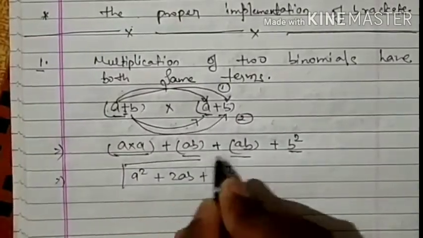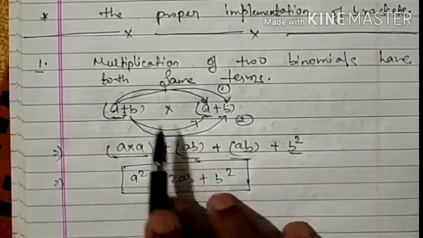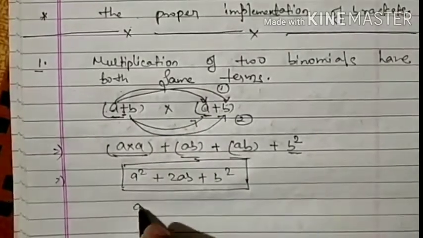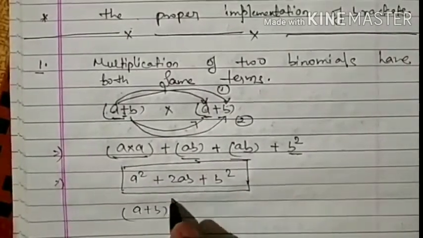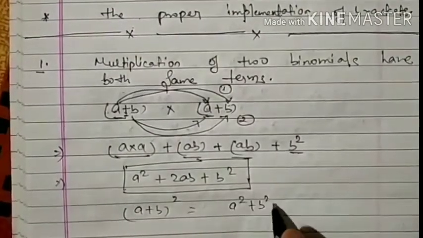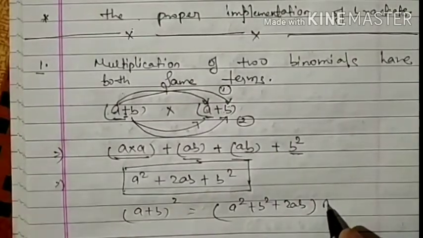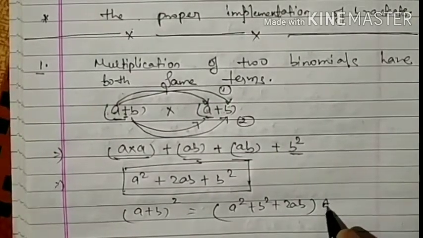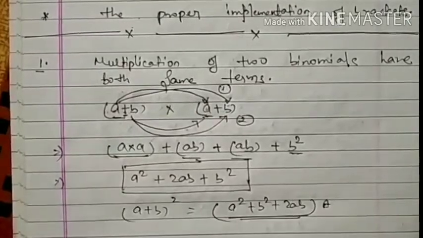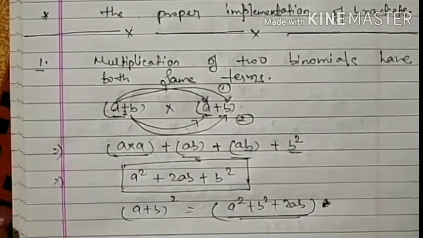So what is this? This is the formula, or we can call it identity. If we multiply two terms, that is a plus b into a plus b, that is a plus b whole square, it is equal to a square plus b square plus 2ab. This is the proper condition for solving. I hope it is clear to everyone.